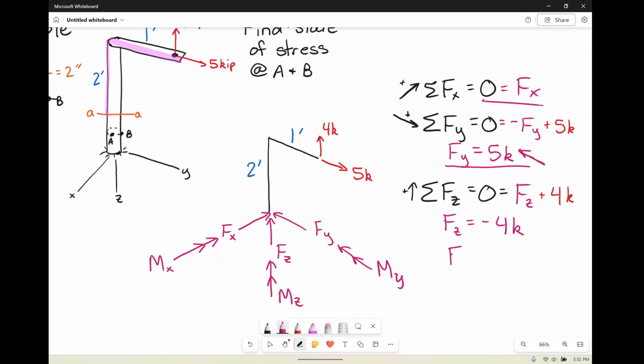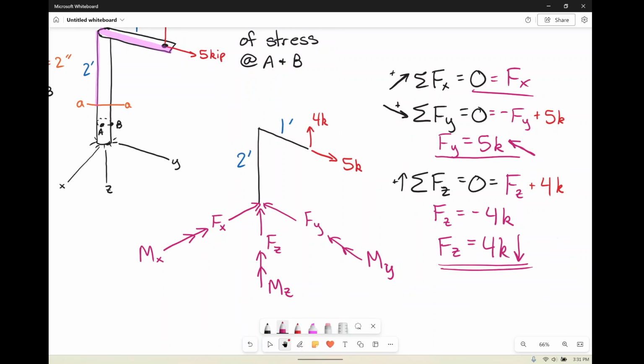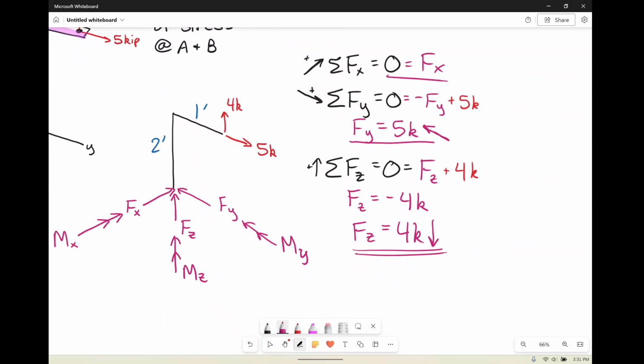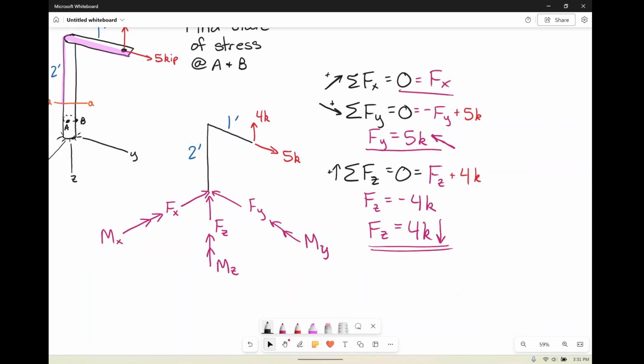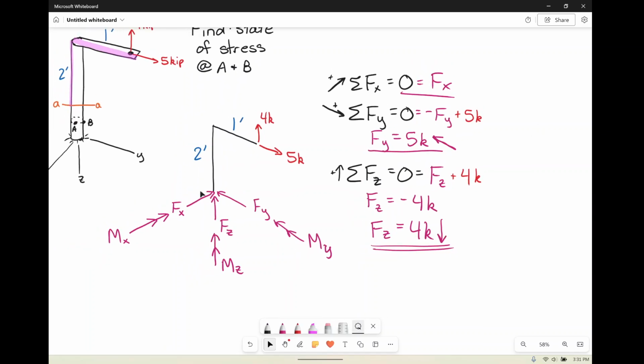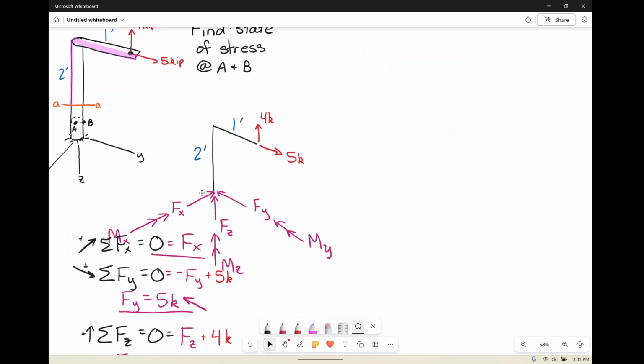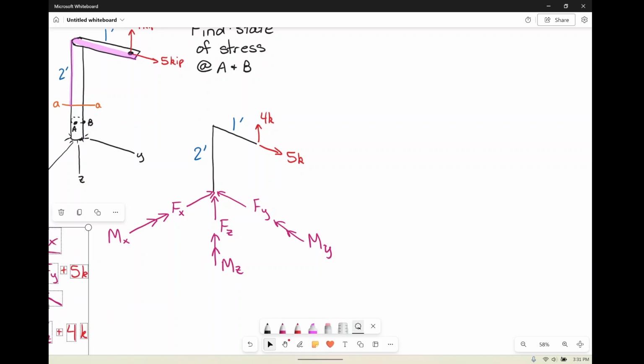And all that means is that Fz is 4 kips going in the direction that we did not draw the arrow. So in this case, it's going down. Okay, so that's all that means. And now for the moments. Let's just scoot these forces over so that we can see our moments now.